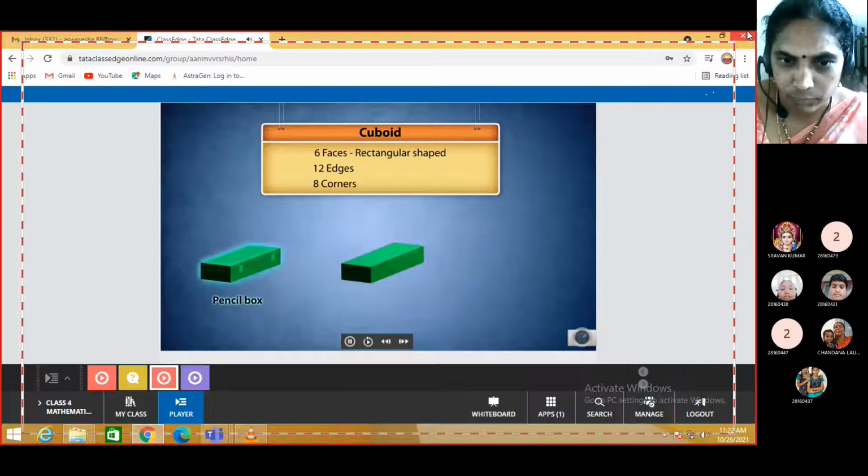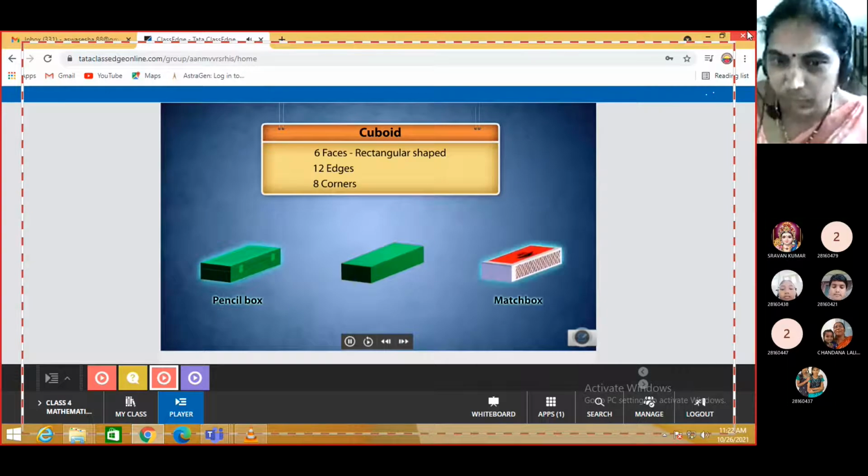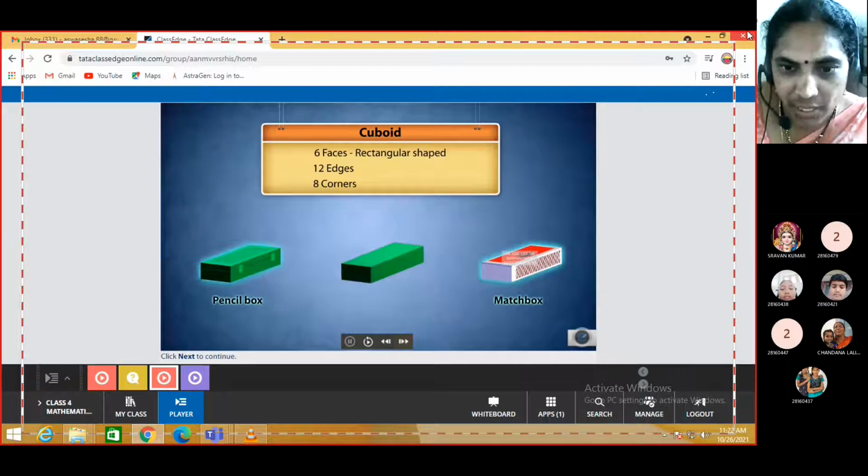Besides the pencil box, several objects in our daily life are shaped like cuboids. Have a look at this matchbox. Yes, a cuboid has 6 faces. All the faces resemble a rectangular shape. It has 12 edges, 8 corners. Pencil box and matchbox are examples of a cuboid.